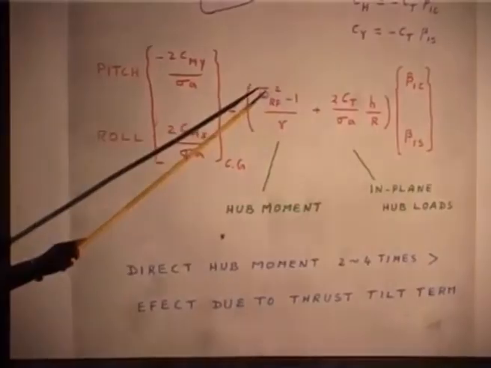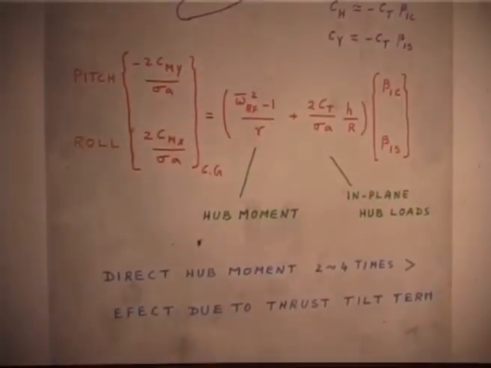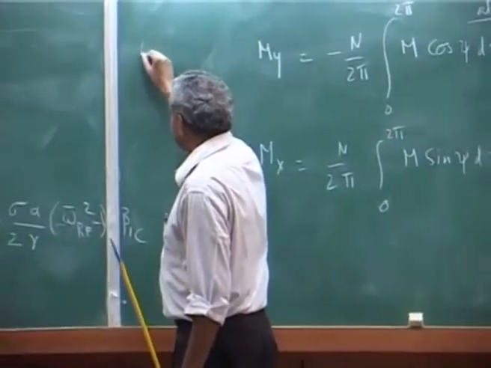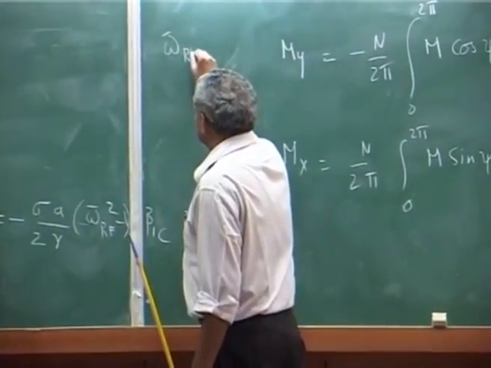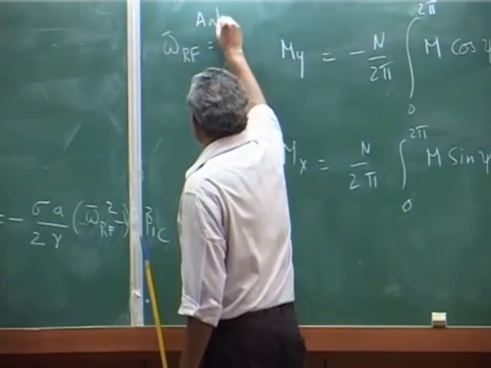combination of, in the sense, the flap frequency and gamma, how do we play? Flap frequency is most dominant, usually it is kept, you will be surprised, omega bar RF for articulated.